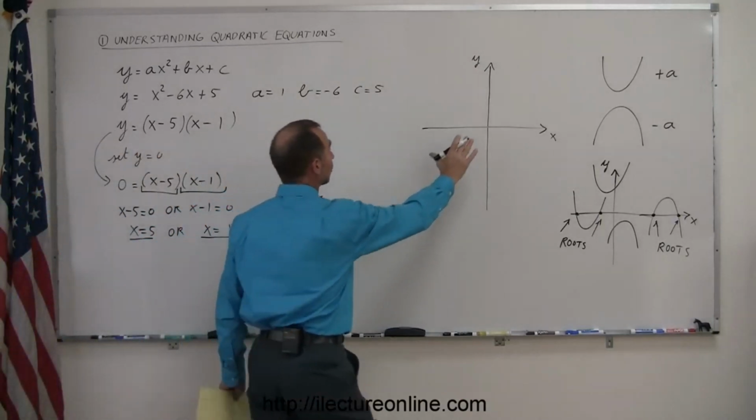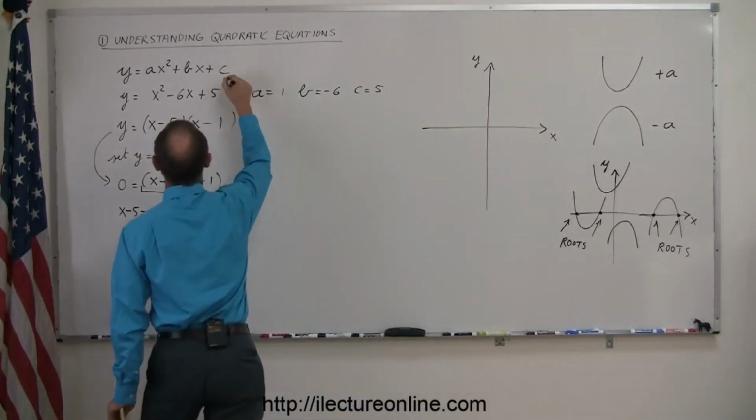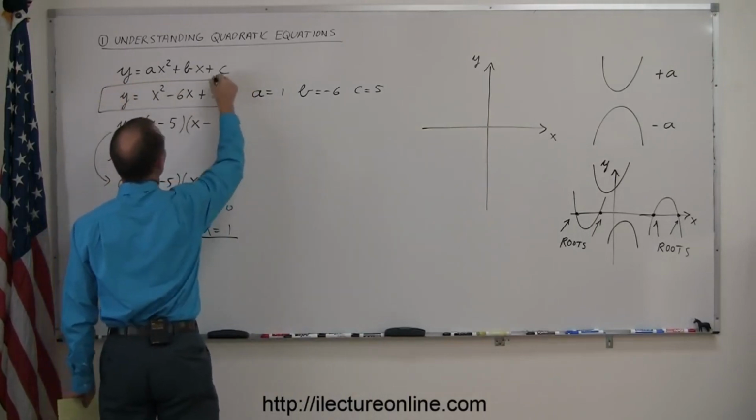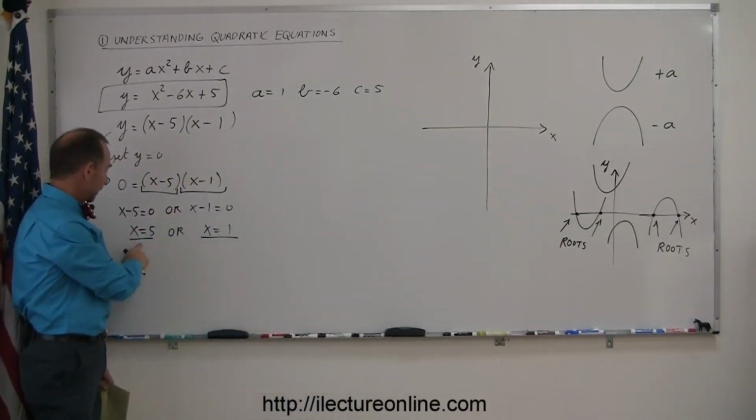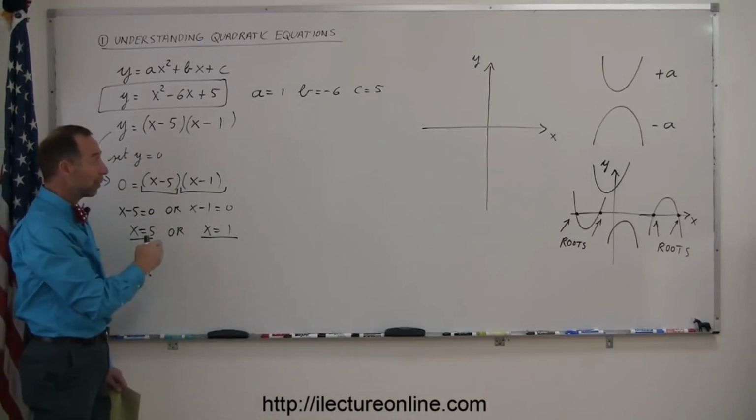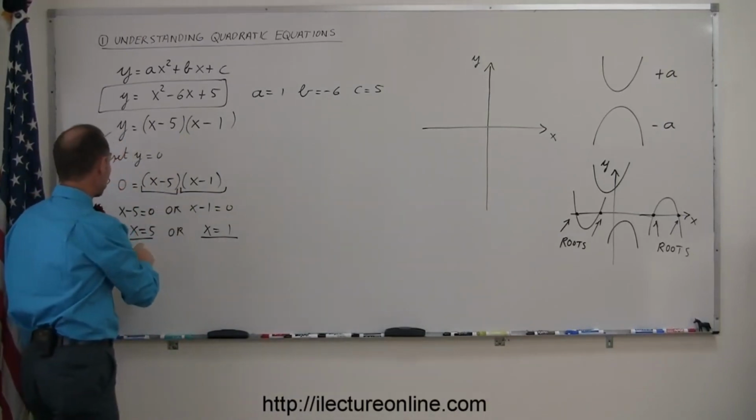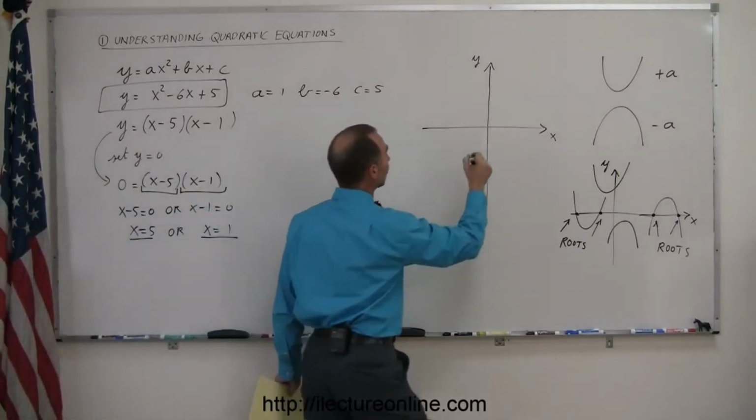So if I'm going to graph this example on my xy axes here, I know that one of the roots, or one of the points where the graph will cross the x-axis, is x equals 5.